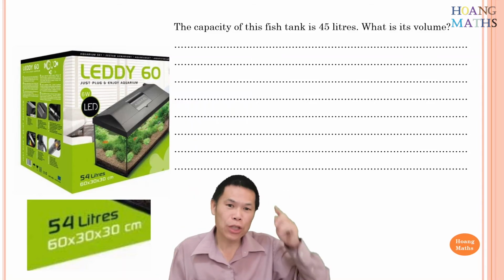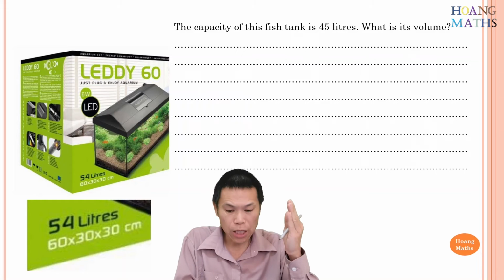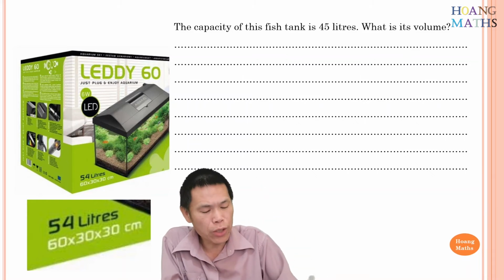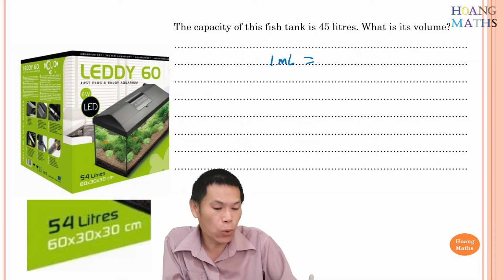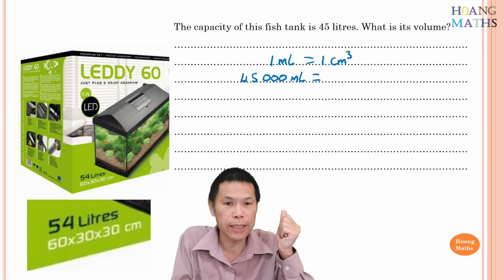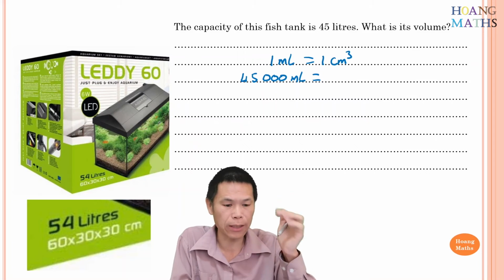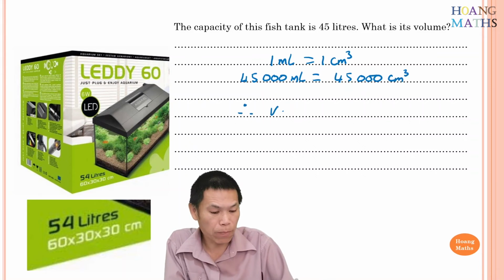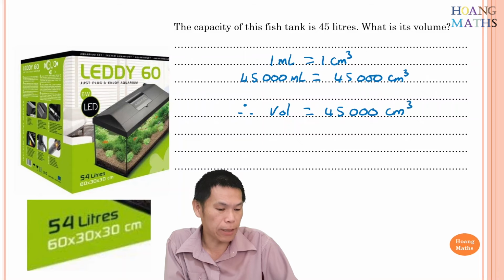Hi, I'm back. How did you go? So let me go through it with you. We know that the capacity of this fish tank is 45 liters. So therefore, we need to convert into milliliters first. We know that 1 milliliter is equal to 1 cubic centimeter. And 45 liters is 45,000 milliliters, because 1 liter is 1000 milliliters. So 45 times 1000 is 45,000. And then this will give me 45,000 cubic centimeters. So therefore, the volume of this fish tank here is 45,000 cubic centimeters. There you go.